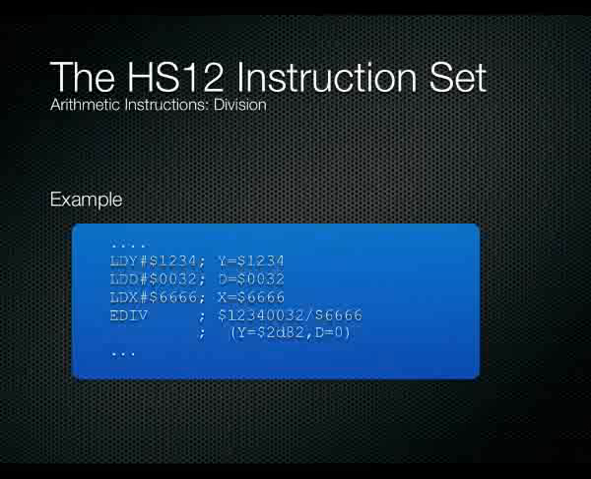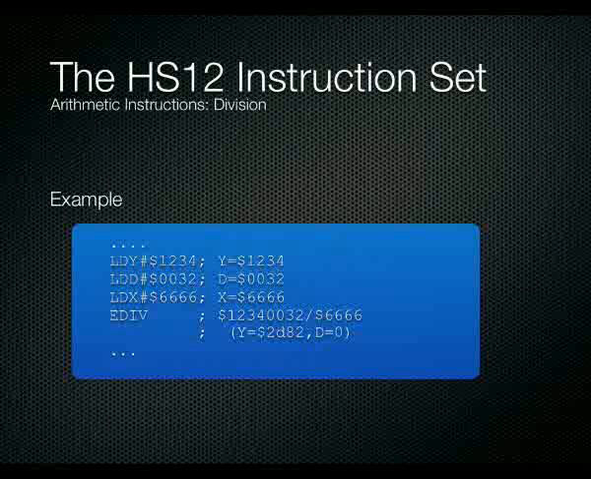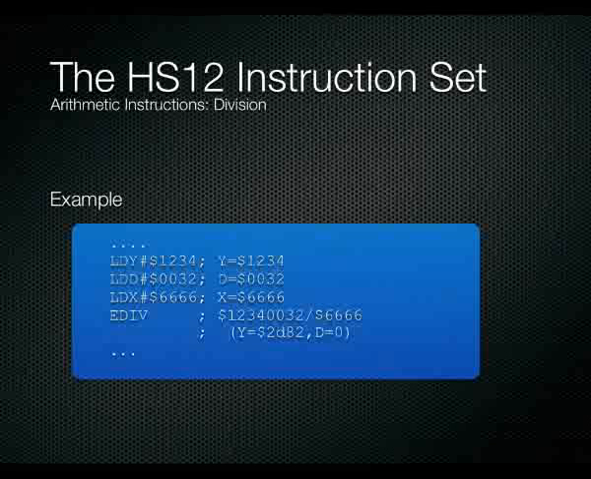And then, of course, the resulting value that we'll get will be in Y. So in Y we get $2D82, which is the resulting value, and in D we get a remainder of 0, so there is no remainder in this case. So that's how we can divide a 32-bit number by a 16-bit number.